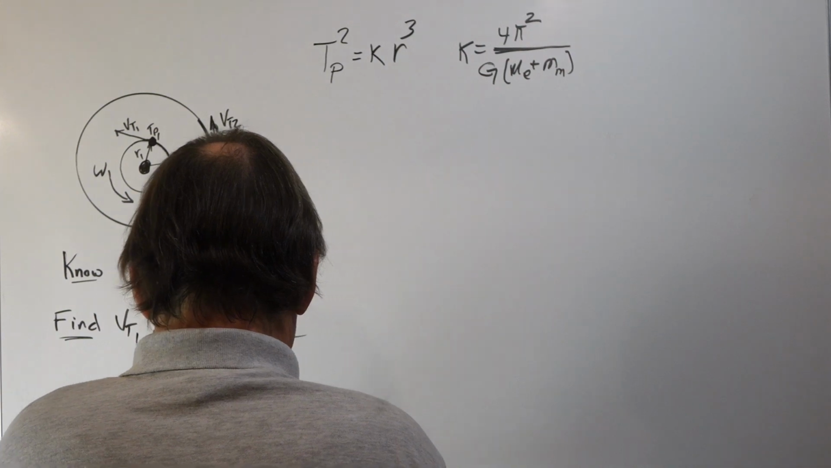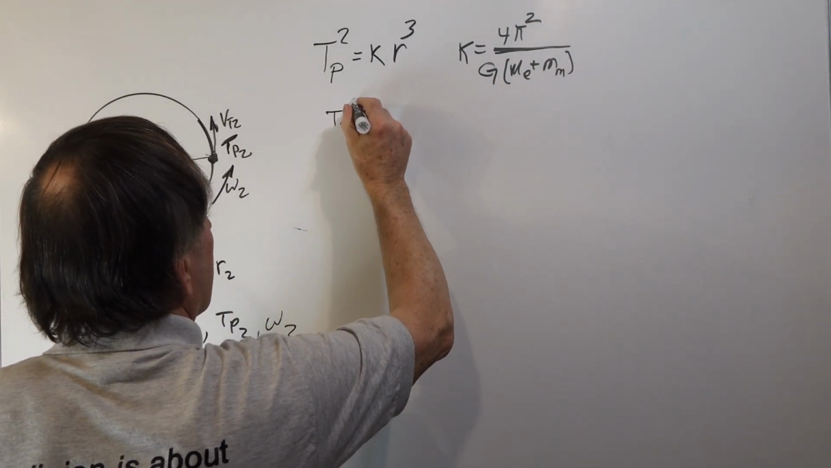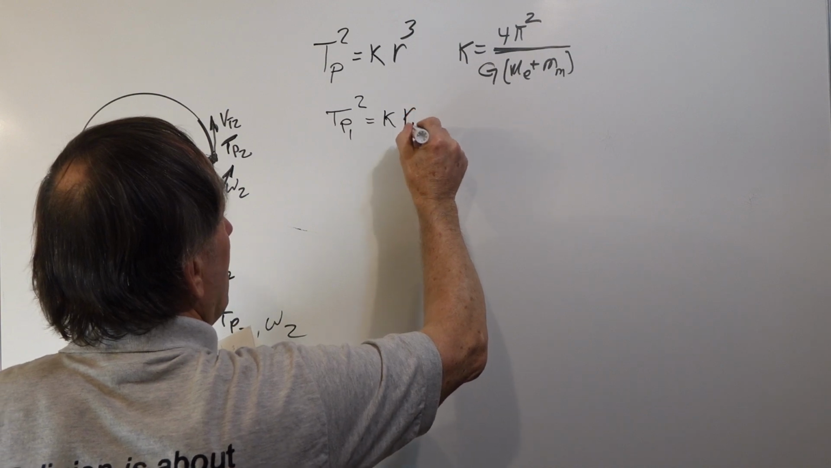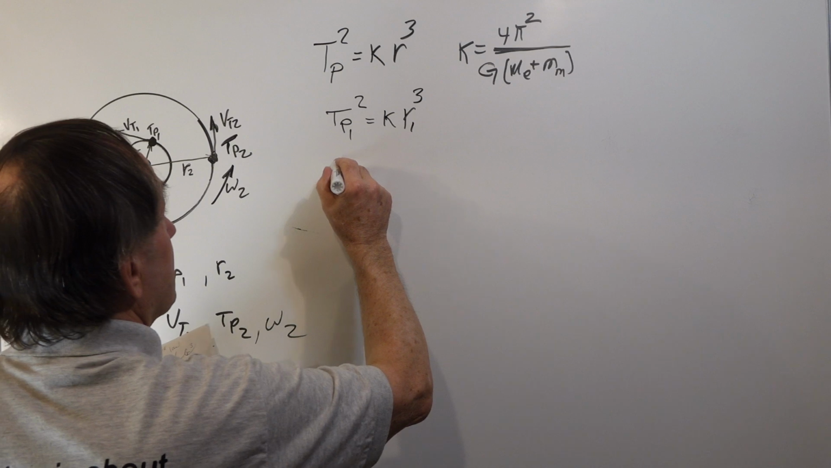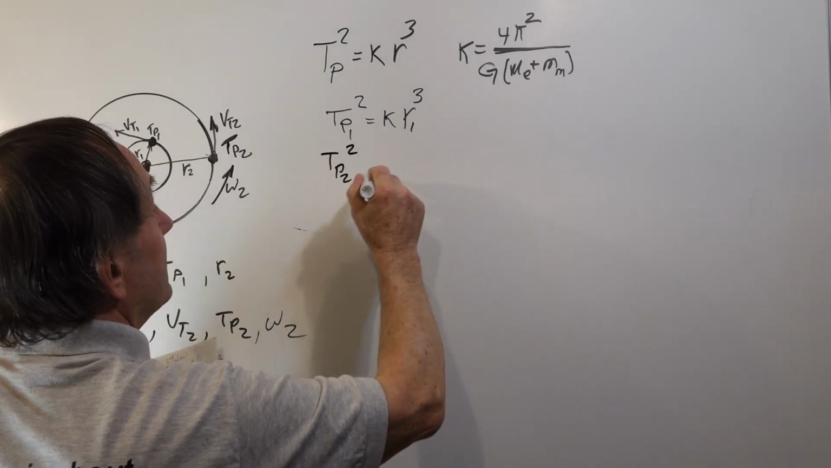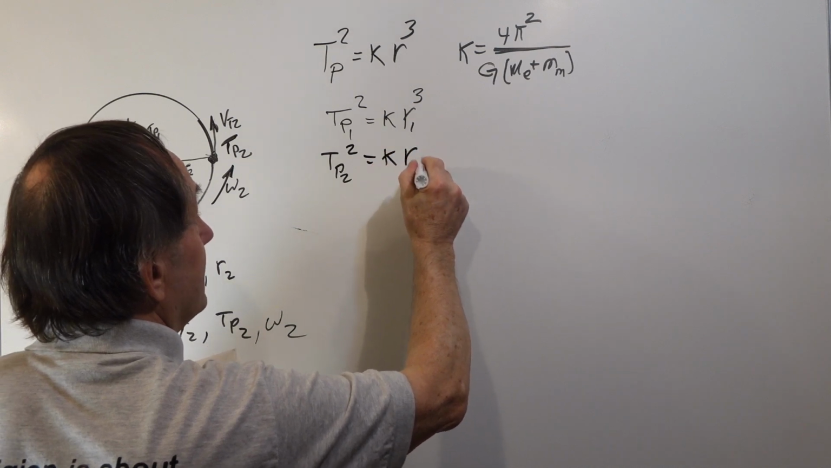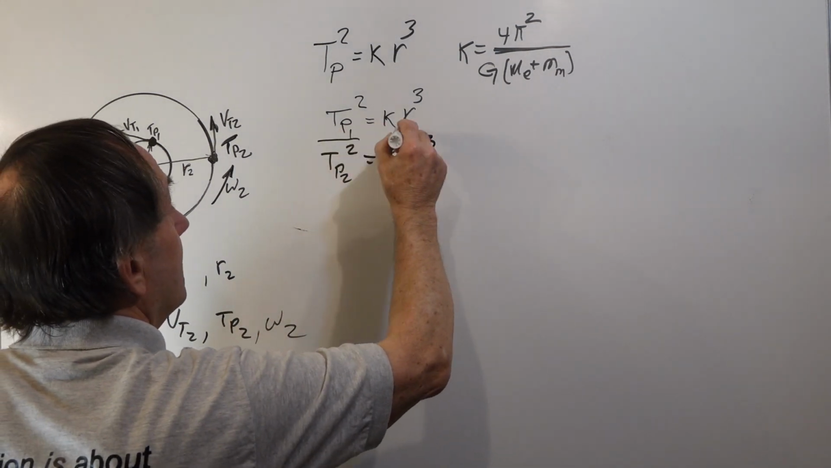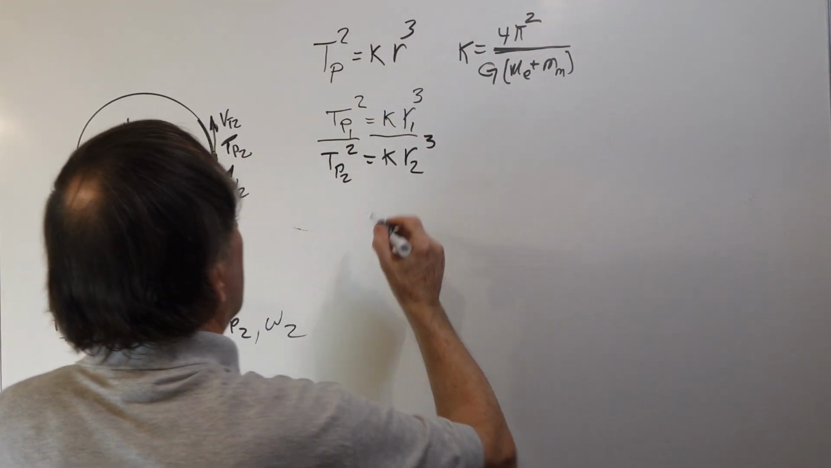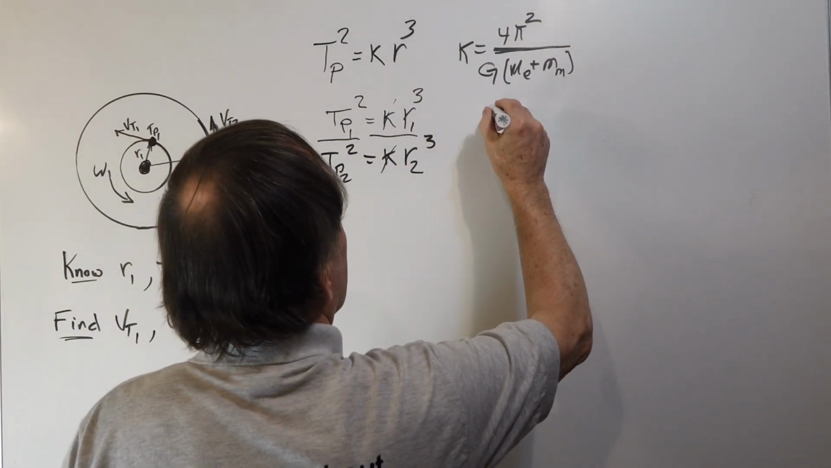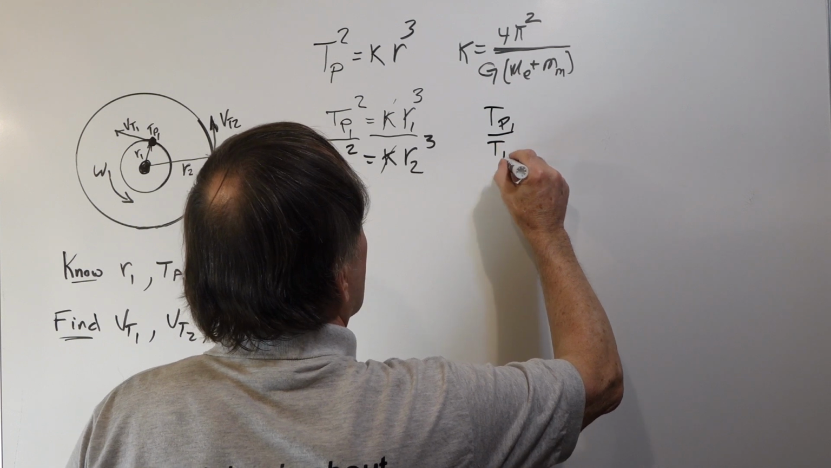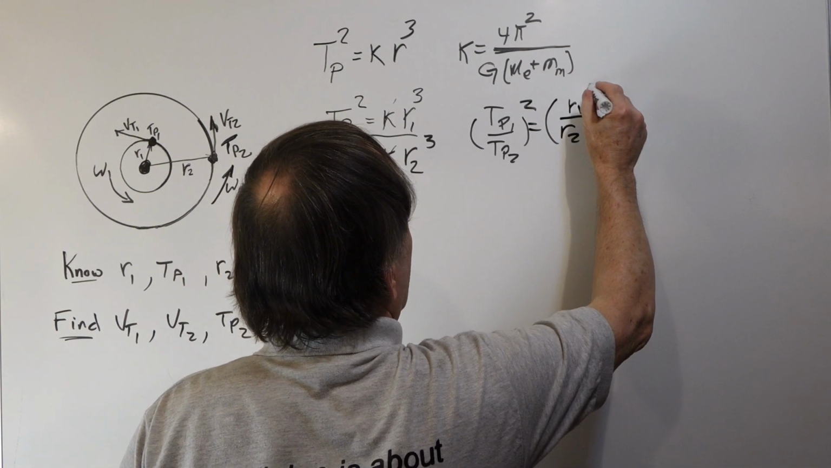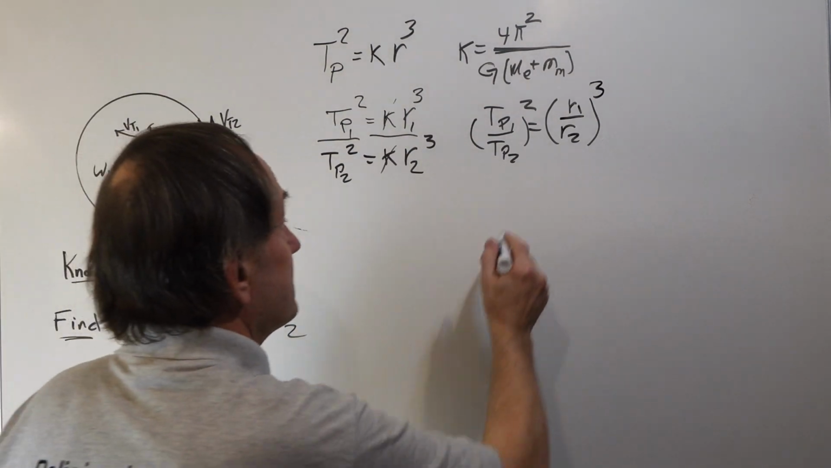Using this now, we can write out a relationship that the period of orbit 1 squared is equal to the constant times the orbital radius cubed. And in the second orbit, we have the same relationship, that the orbital period squared is equal to the same constant times the orbital radius cubed. Now I can ratio these two equations to get a relationship. We can just divide the two equations, and if we do, the constants cancel, and we get that the ratio of the orbital periods squared is equal to the ratio of the orbital radii cubed. So this is our first equation here.